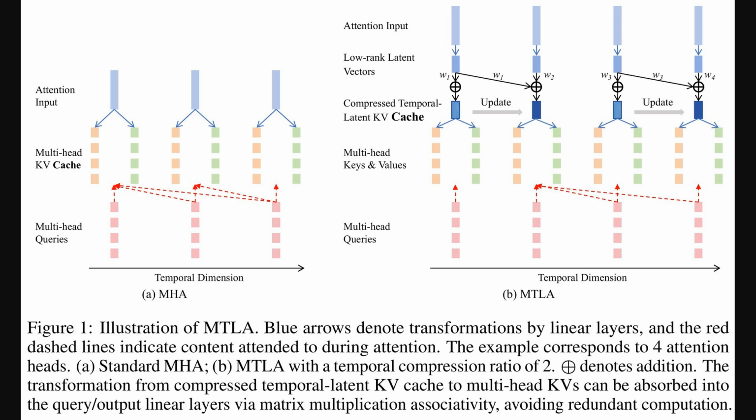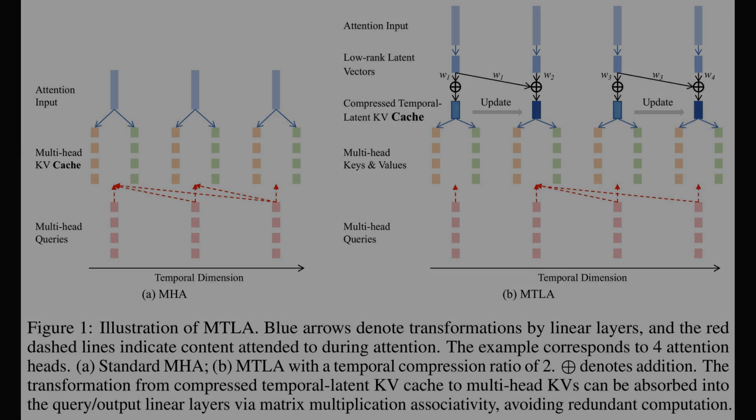But with MTLA, the attention input is first processed into what are called low-rank latent vectors. These vectors then form a compressed temporal latent key value cache, which is updated. This compressed version is what the multi-head queries use, leading to that memory saving we talked about.